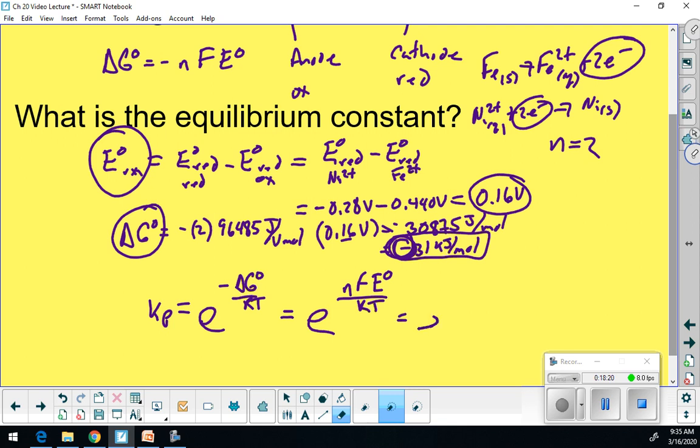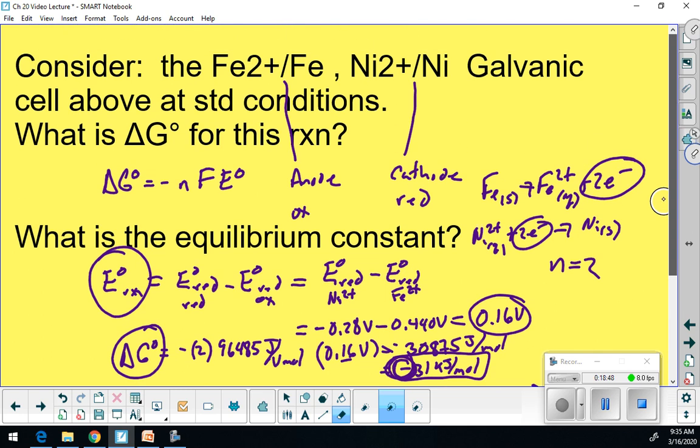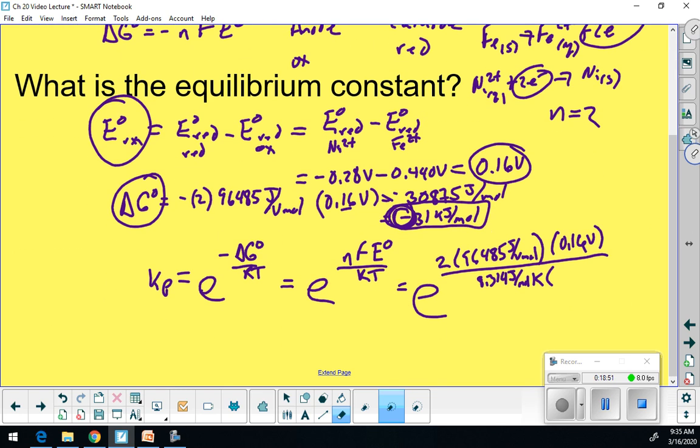So let's go ahead with our E°. So this is equal to e to the n. What did we say n was here? n was equal to 2, 96485 joules per volt mole times what? My 0.16, which is my E°, over R, 8.314 joules per mole Kelvin, times my temperature. We're at standard conditions, right? Let's look up here. Yeah, we're at standard conditions. So 298 K. So what's my Kp equal to?